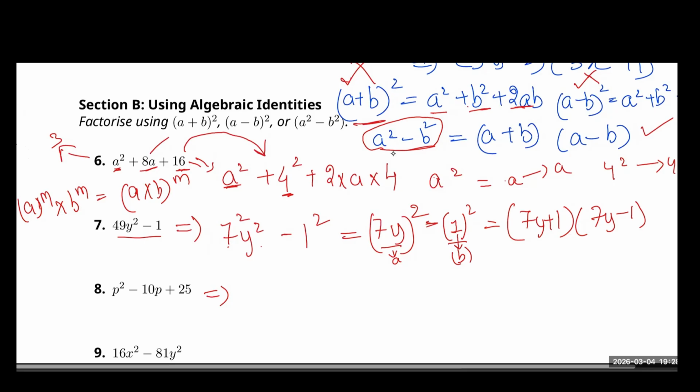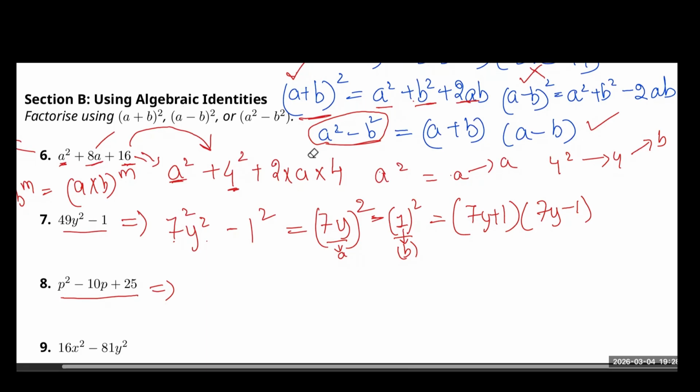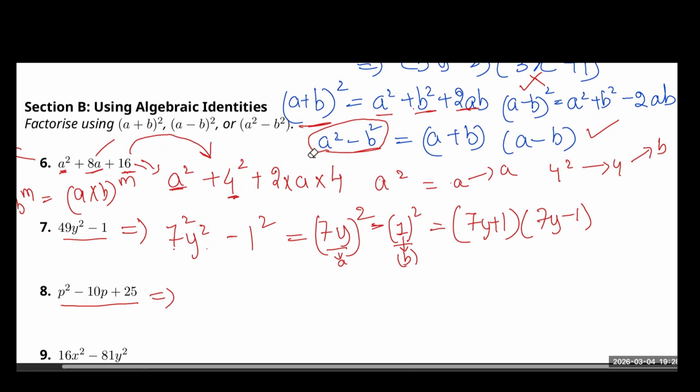Next one. Here again we are having three terms, but here all the three terms are not positive, right? There is a negative term. Means if there is a single negative term, you have to apply the a minus b whole square formula. Okay, you have to apply which formula?